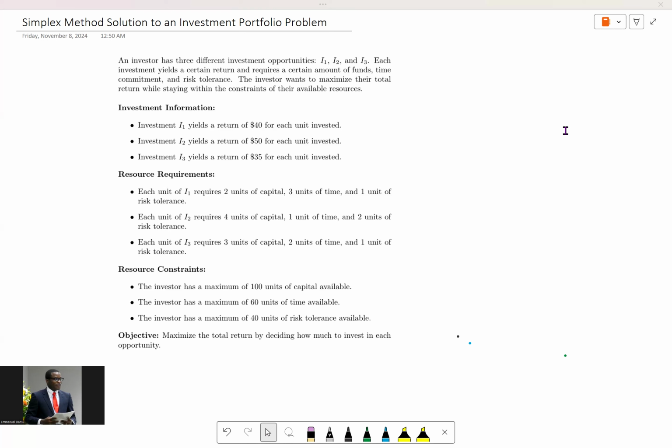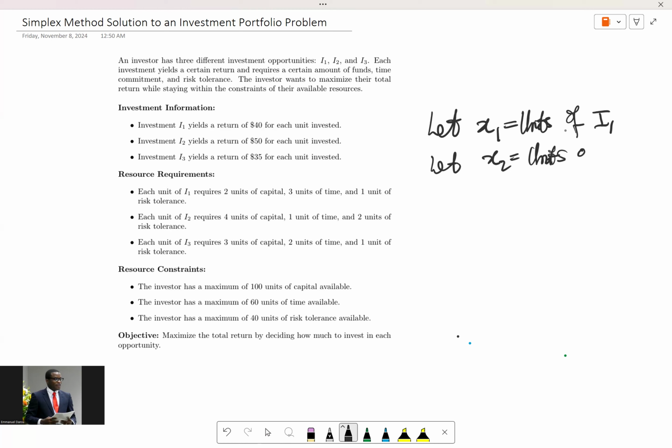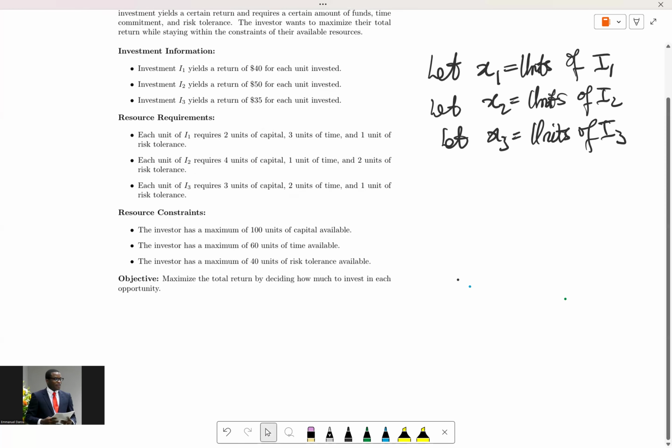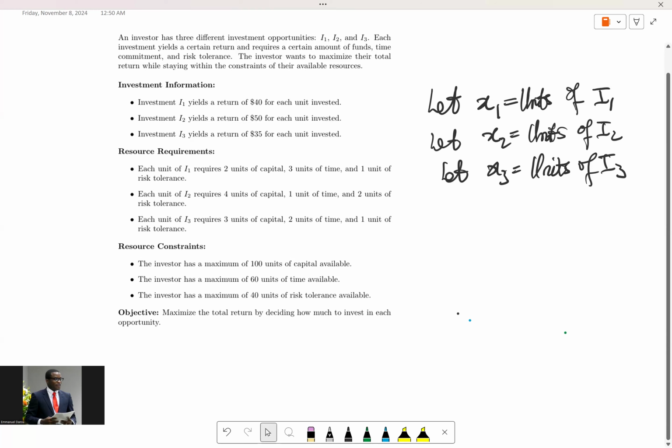So the first thing you want to do is to set your decision variables. Let me just use our usual x1, x2, x3. Let x1 be equal to the number of units of investment opportunity 1, that's I1, and let x2 be the number of units of I2, and let x3 be equal to the number of units of I3. If we agree to do that, then the questions are really straightforward.